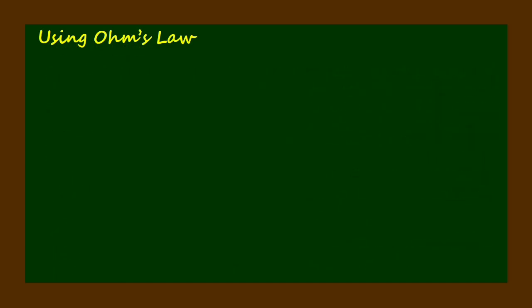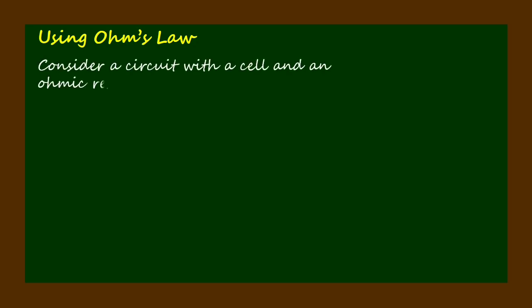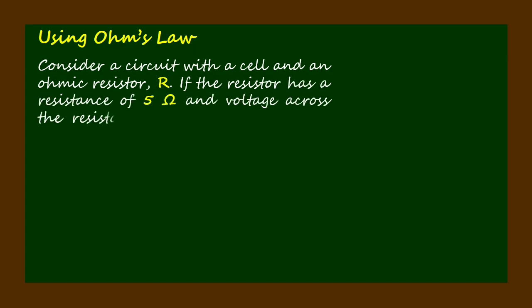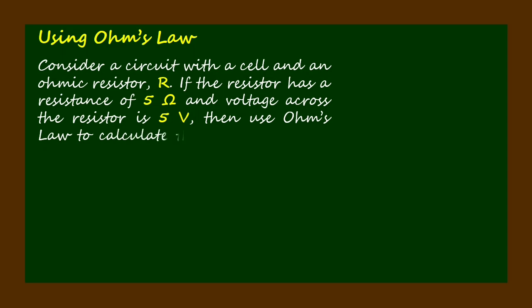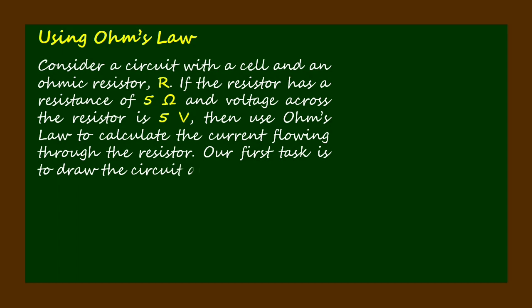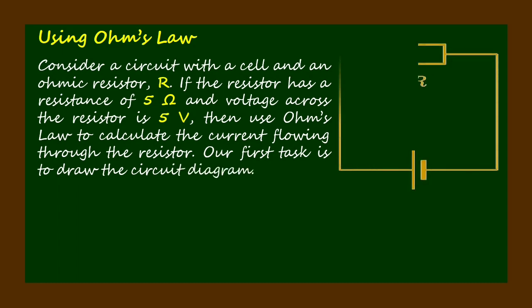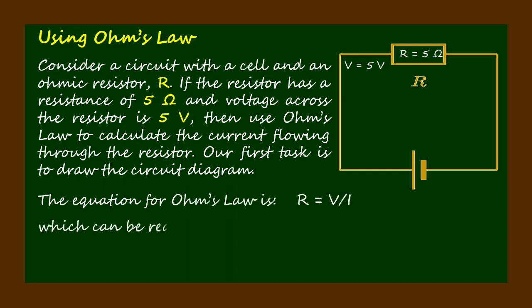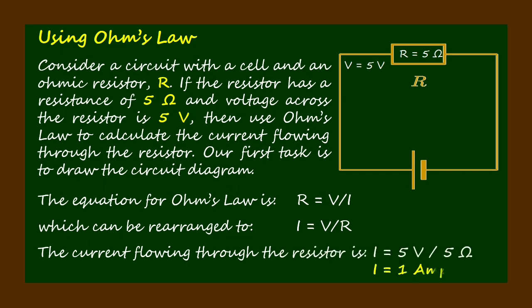Now let's use Ohm's law on this simple example. Consider a circuit with a cell and an ohmic resistor R. If the resistor has a resistance of 5 ohms and the voltage across the resistor is 5 volts, then use Ohm's law to calculate the current flowing through the resistor. Our first task is to draw the circuit diagram. The equation for Ohm's law is R equals V over I, which can be rearranged to I equals V over R. The current flowing through the resistor is I equals 5 volts over 5 ohms. Therefore, the current I equals 1 ampere.